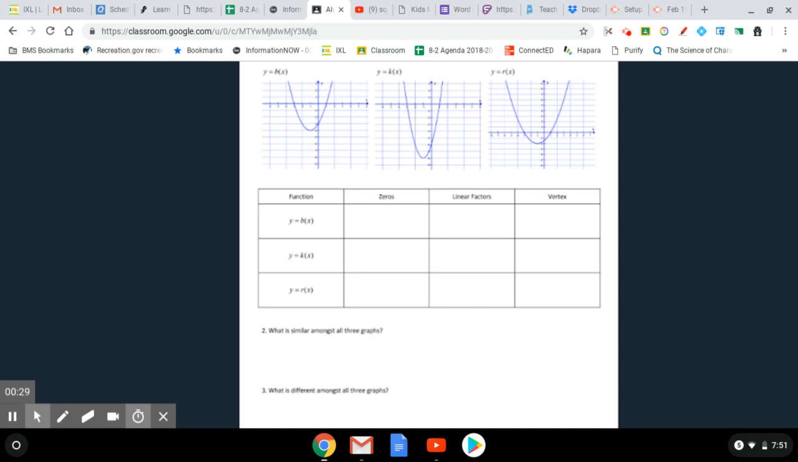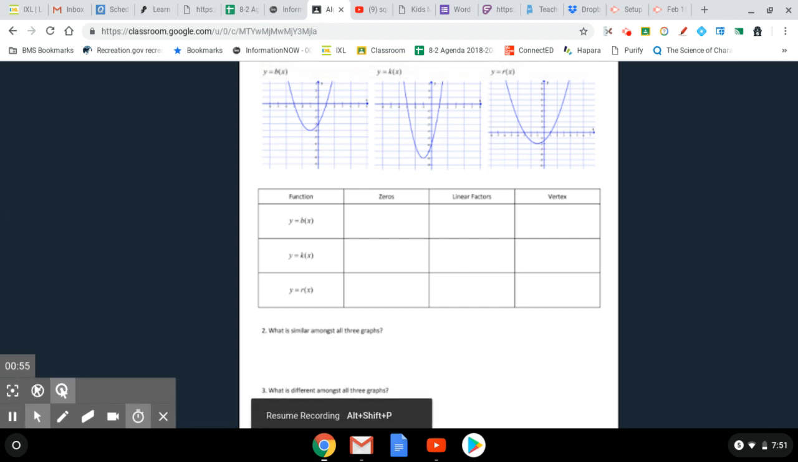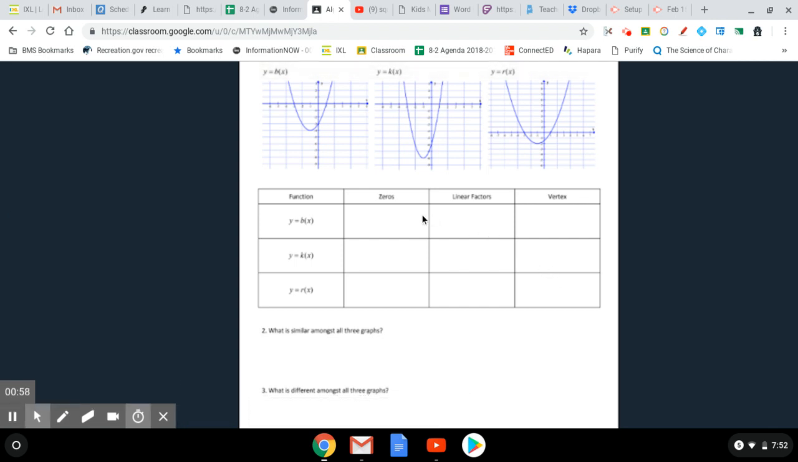It's that point on the parabola where it changes from decreasing to increasing, or increasing to decreasing if it was a downward facing parabola. Okay, so it's that kind of turnaround point of the quadratic function. So we're just identifying the zeros and linear factors like the last one, and then we're identifying the location, the coordinates of the vertex. Now, so that you can see the repetitive nature, I'm going to do all the zeros first, then all the linear factors, and then I'm going to list the location of each vertex.